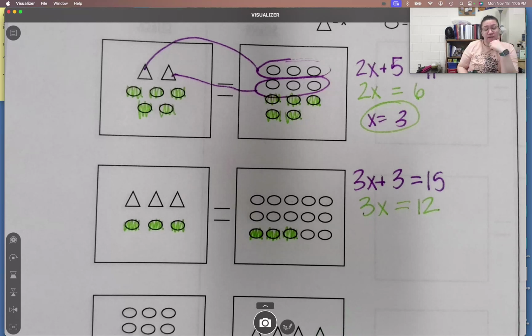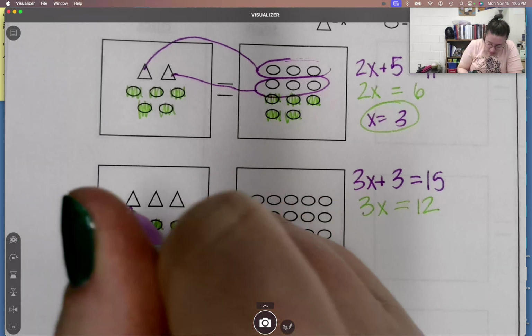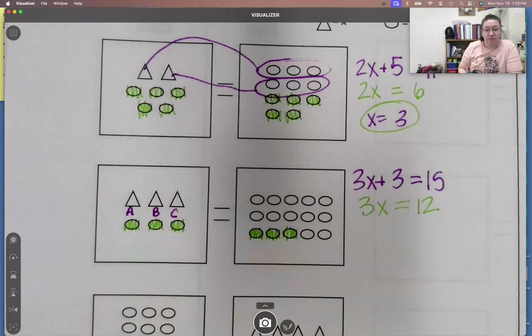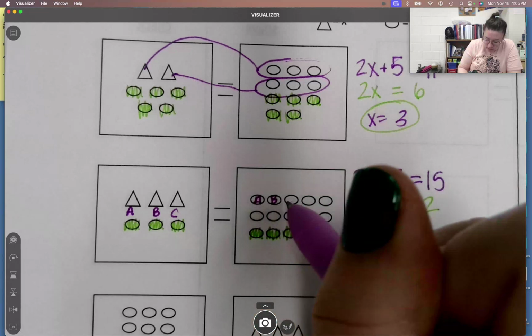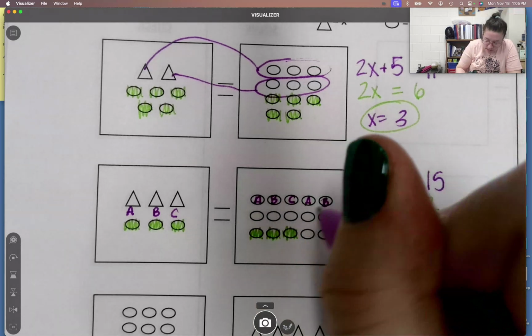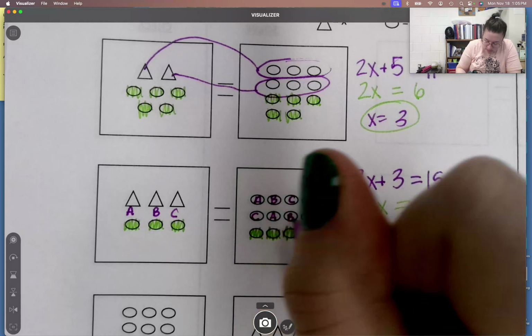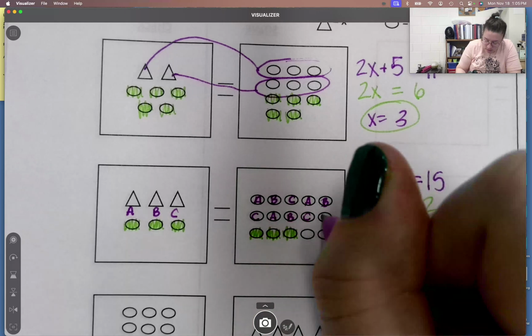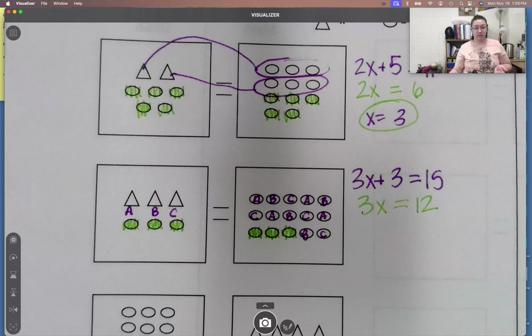So one strategy that I've had my students do in the past is they've liked naming these pieces A, B, C. And then just going over here and saying, this piece, you're going to go to A, you're going to go to B, you're going to go to C. And we're going to count.